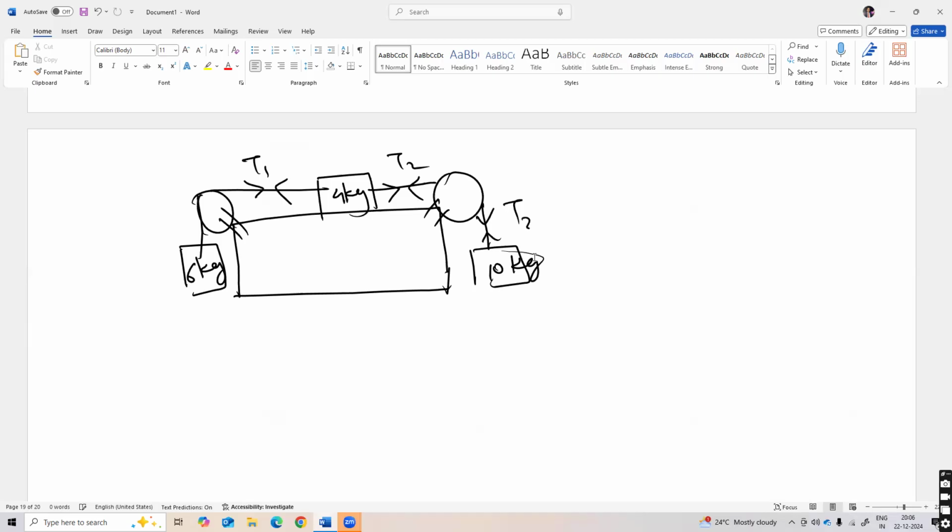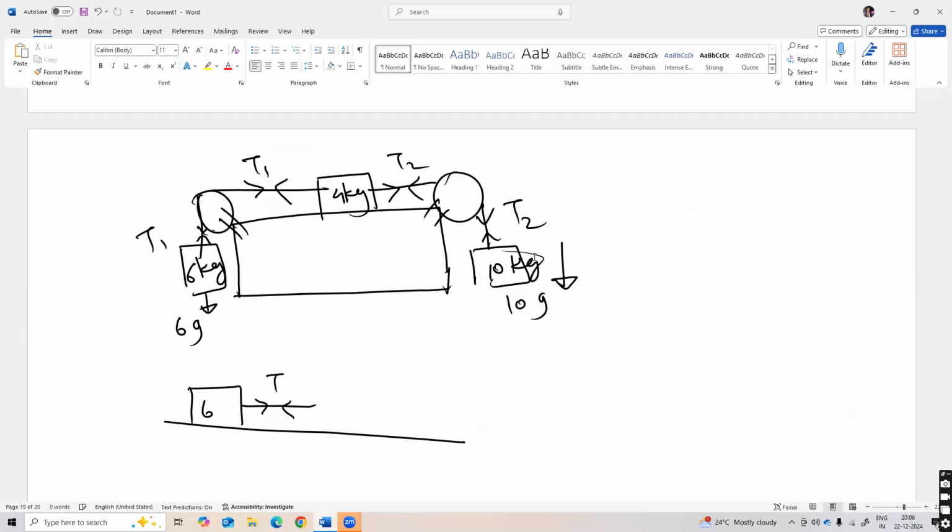As you can clearly see, on the right hand side the weight hanging is 10 kg. So we can simply assume that it is moving in this direction, or you can simply make it horizontal. If you make it horizontal, the force of 10g is acting downwards, and here the force of 6g is acting downwards. So in the diagram, it will be 6 kg attached with a string with tension T1. Then there is 4 kg. Then it is attached with a string with tension T2, and it is 10 kg.